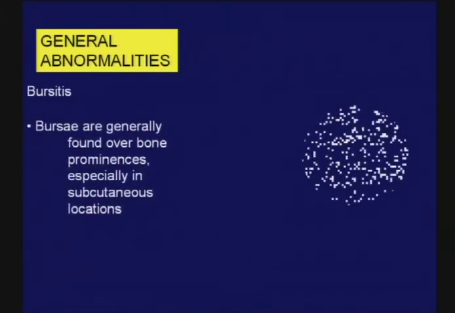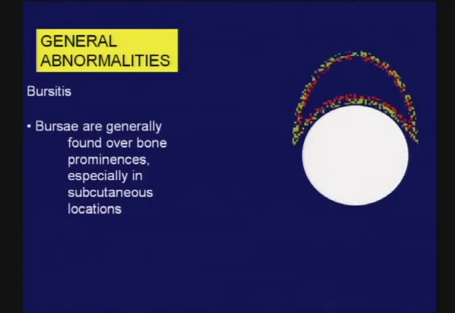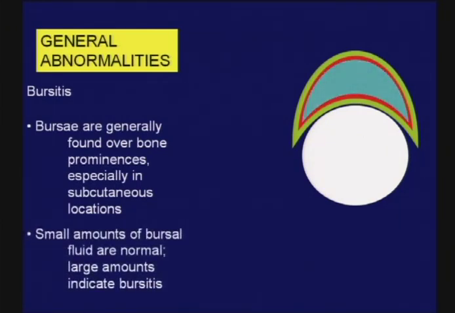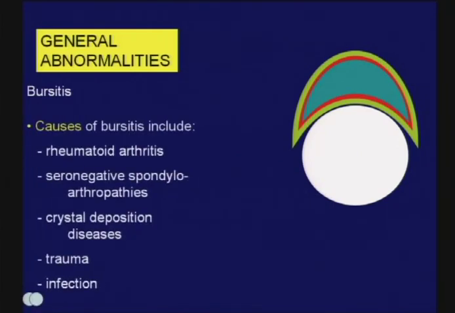We can see bursitis. Now, bursae are generally found in the human body over bony prominences, particularly in subcutaneous locations. Small amounts of fluid within a bursa are considered entirely normal. Large amounts may indicate bursitis. The causes of bursitis include rheumatoid arthritis, the seronegative spondyloarthropathies, crystal deposition diseases, including gout, trauma, and very importantly, at the bottom of this list, infection.